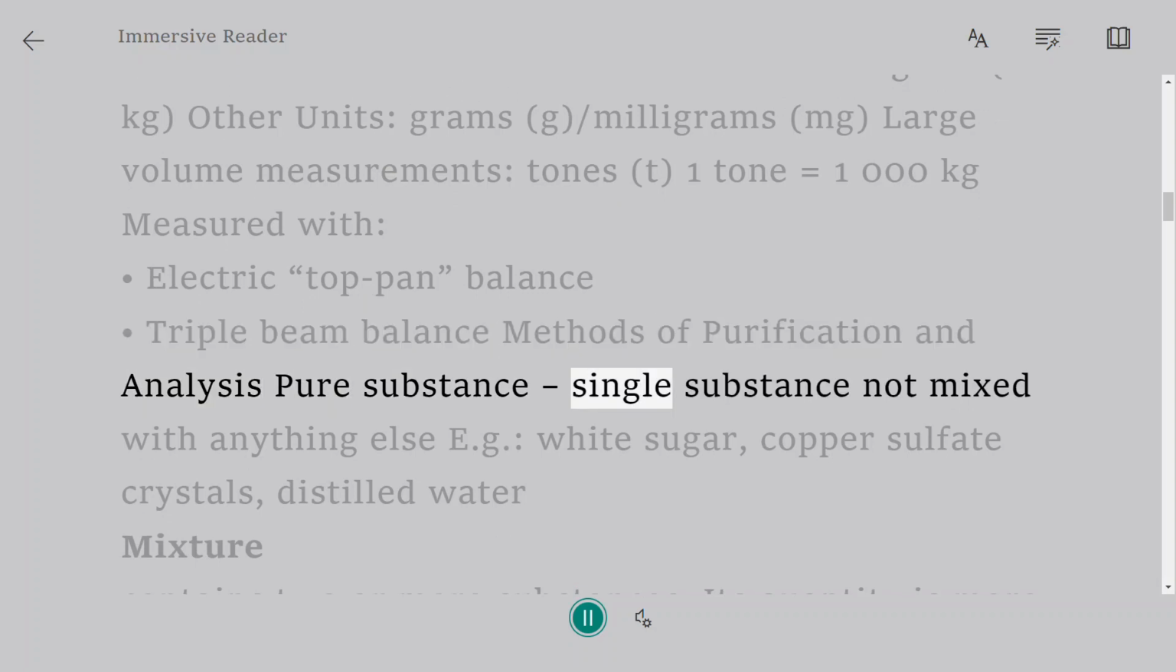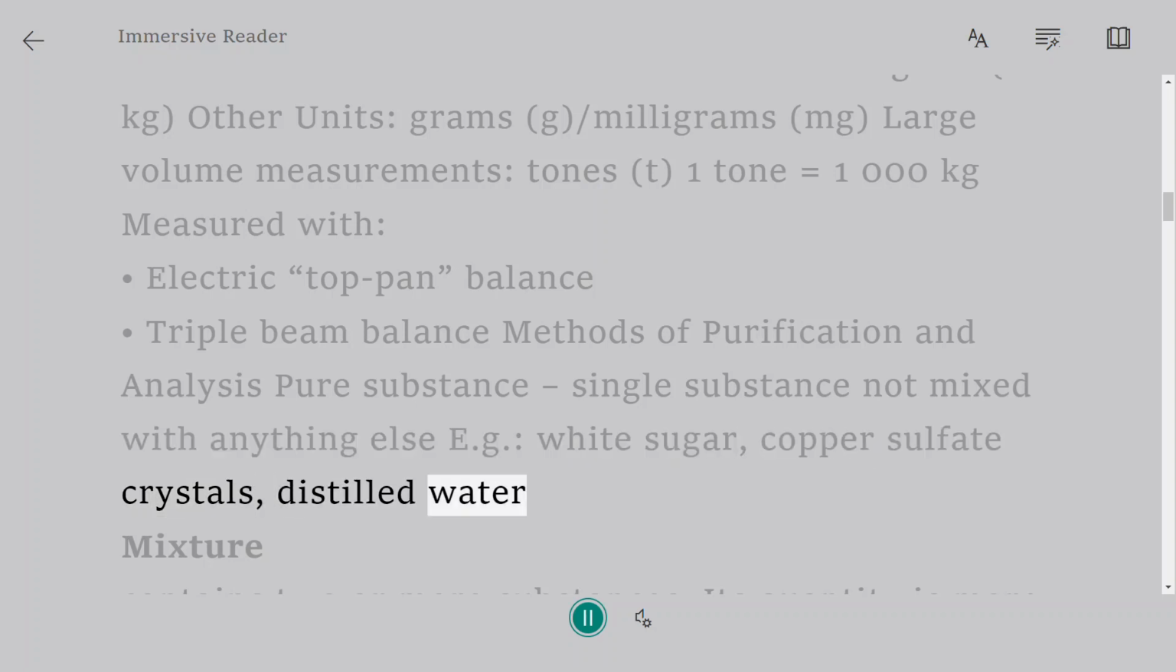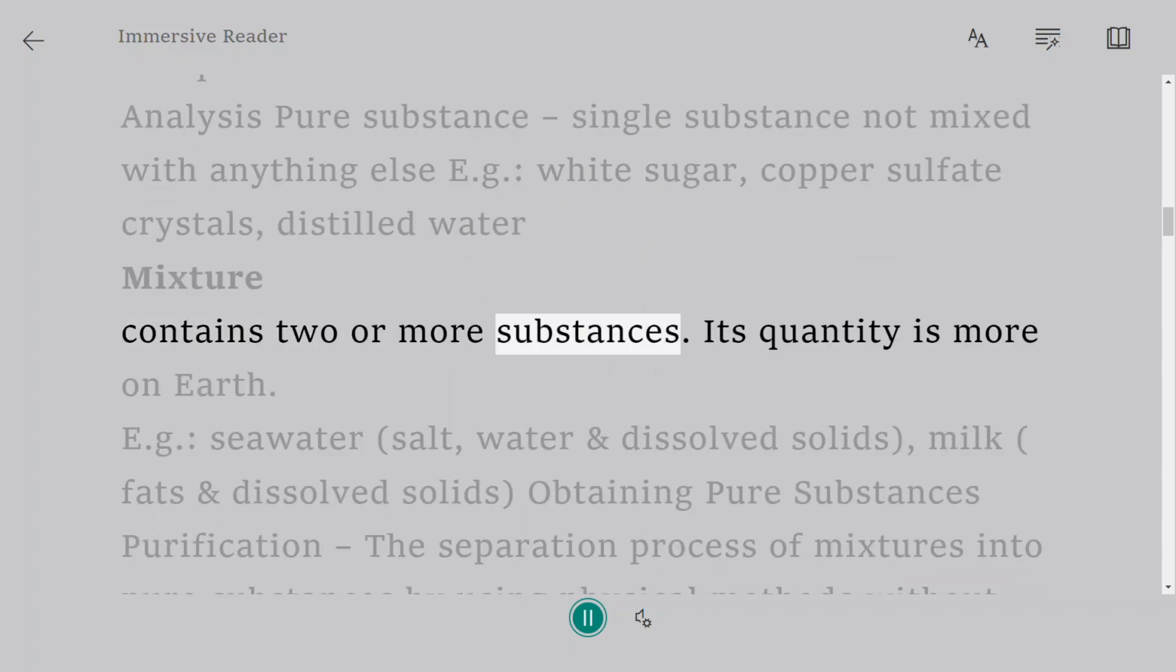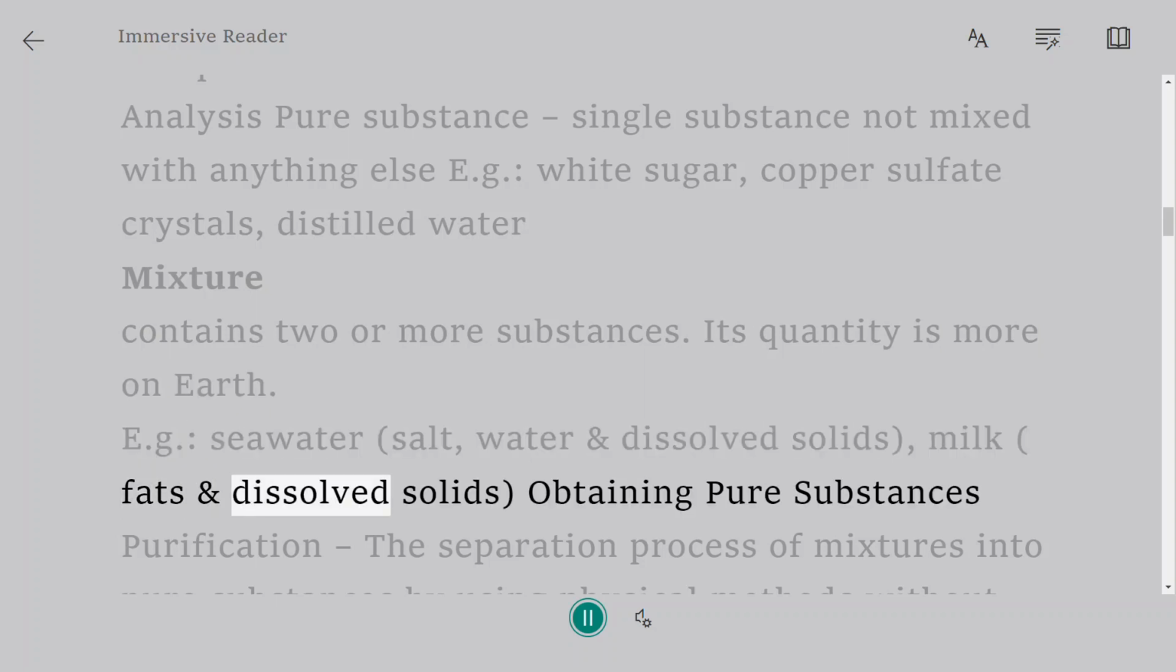Methods of purification and analysis. A pure substance is a single substance not mixed with anything else, e.g., white sugar, copper sulfate crystals, distilled water. A mixture contains 2 or more substances. Its quantity is more on Earth. E.g., seawater, salt, water and dissolved solids, milk, fats and dissolved solids.